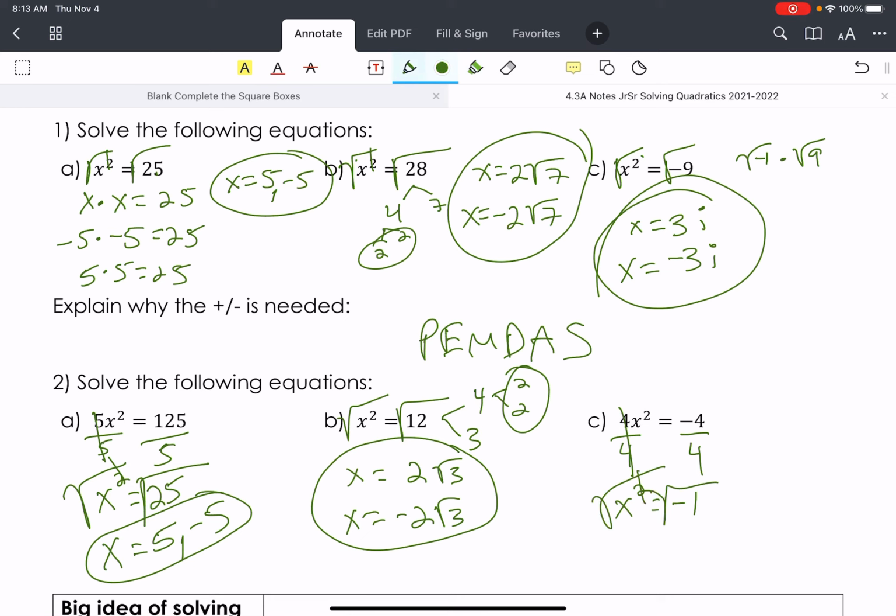What's the square root of -1? Oh, that's right. It's i. i and then -i.